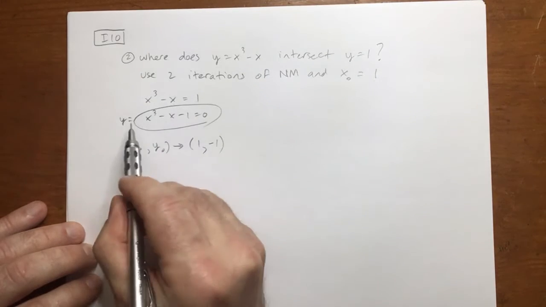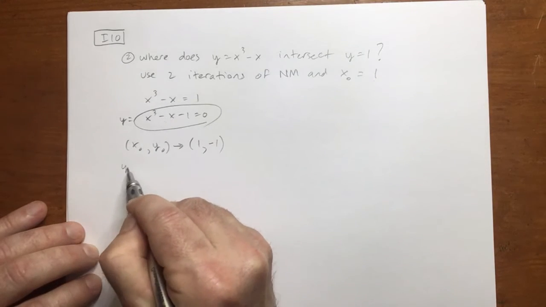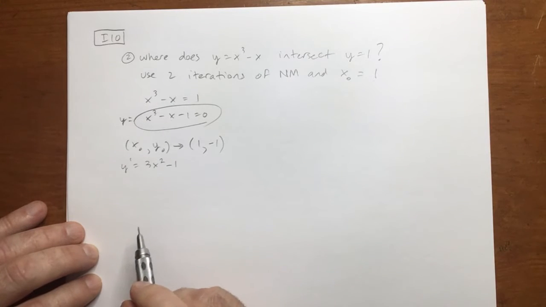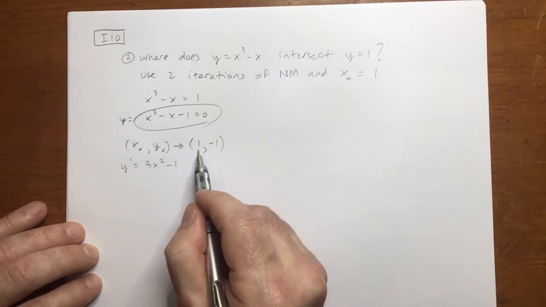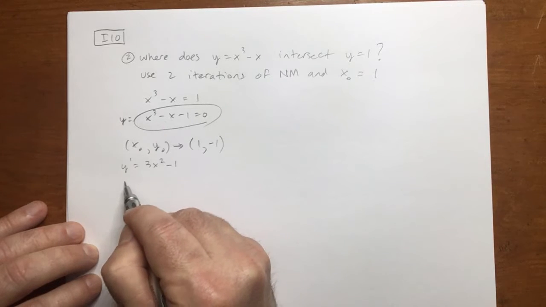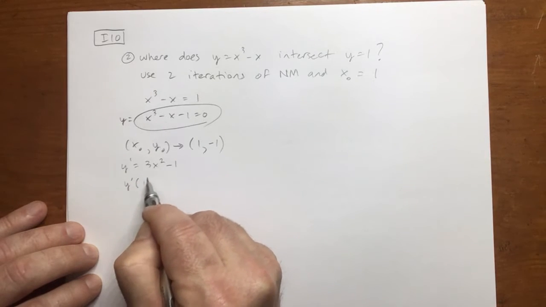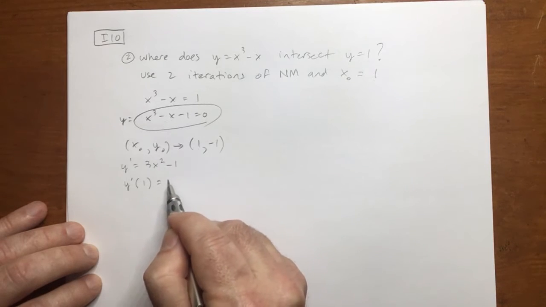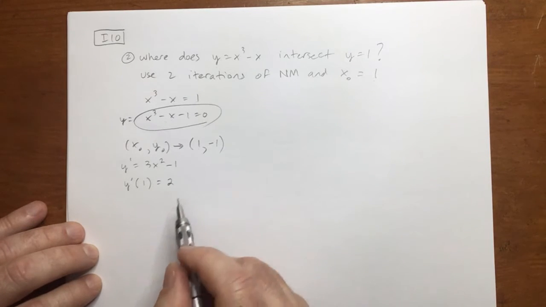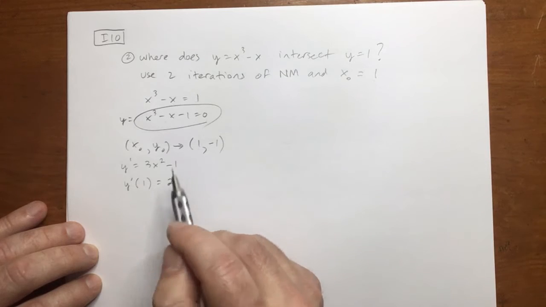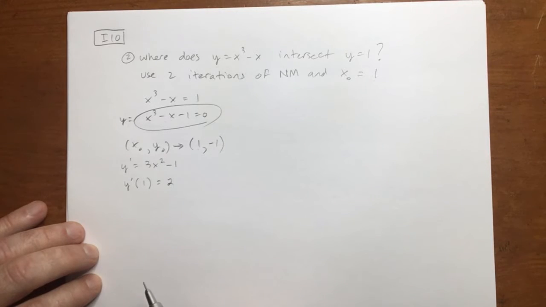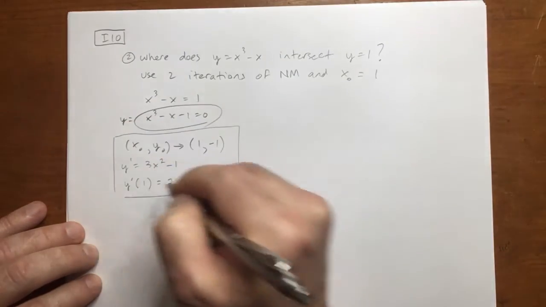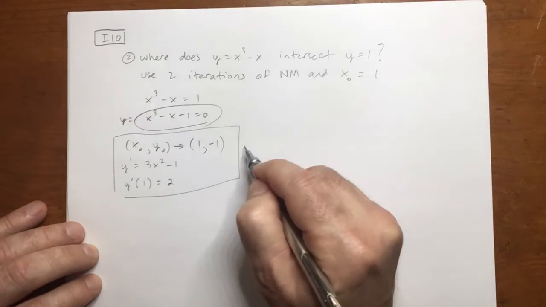To find the slope, I need the derivative of this function, so y prime equals 3x squared minus 1. But I want the slope at that point that we're going to start at. So really what I want is y prime of 1, which is 3 minus 1, or 2. And so I have a point and a slope, and that's what's required for Newton's method. And let's box this up. So here's my information about x sub 0.